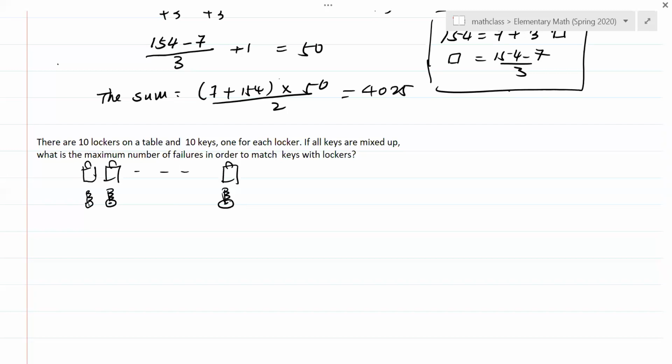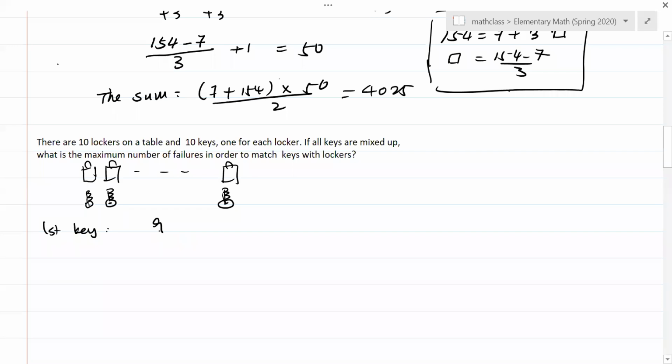All right, so what do you do? I use the first key, right? And then try one by one. So the first key, how many times do you need to try? How many failures? You don't need 10, just 9. The maximum number of failures is 9, because after you try 9, you know you get the matching key.